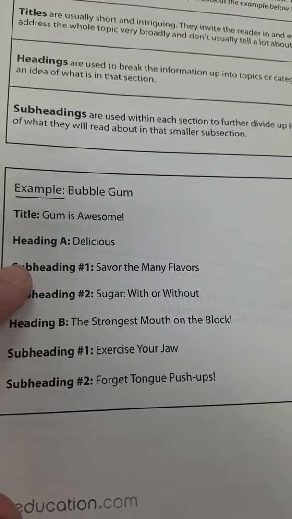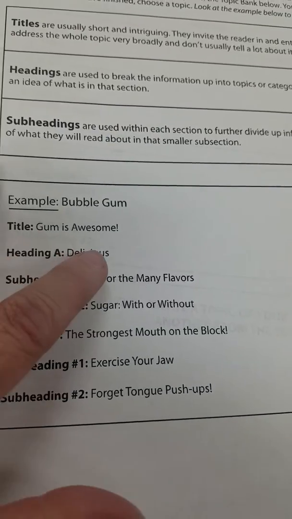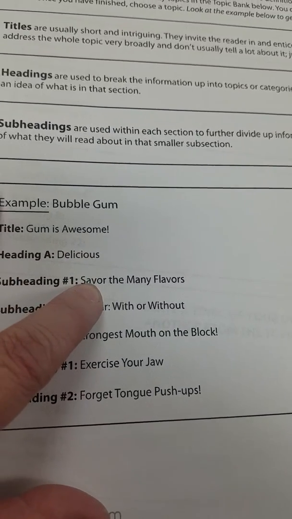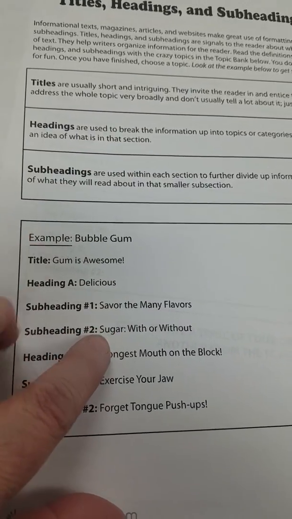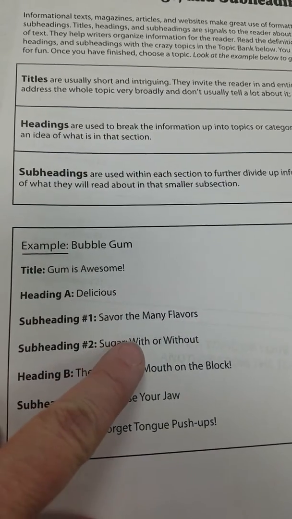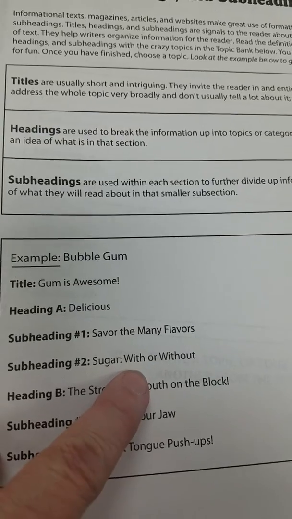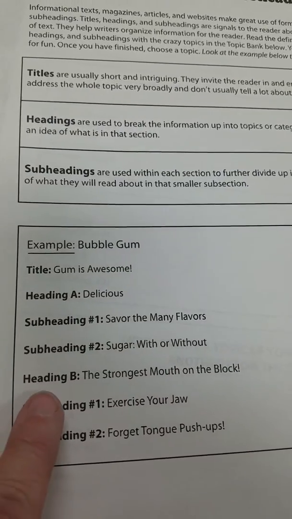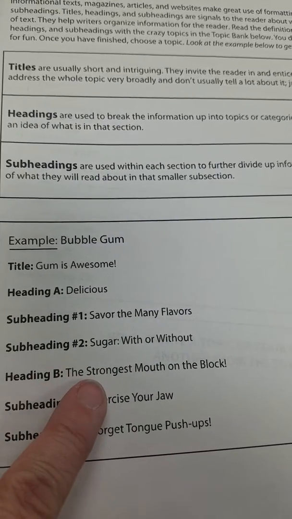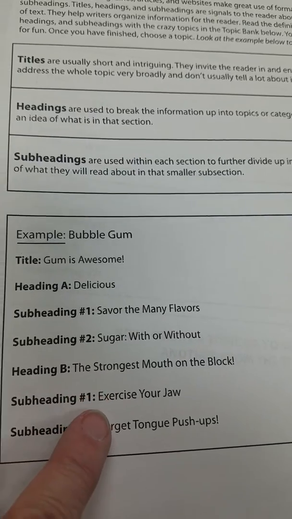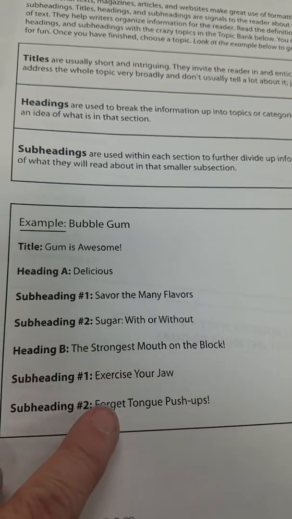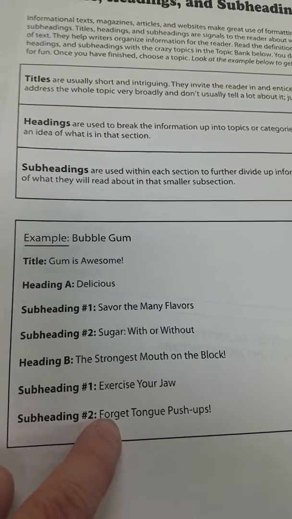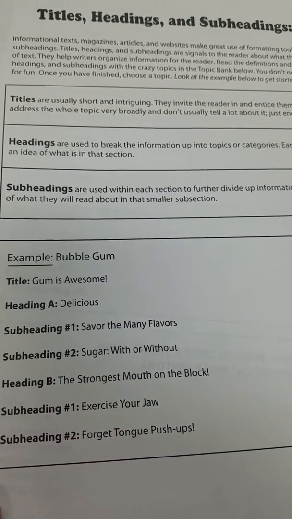The subheading under delicious would be savor the many flavors. So maybe we're going to list all the different flavors we can get out of bubble gum. And then sugar, it's really sweet, with or without sugar. Some are sugarless, some are not sugarless. And then the heading B is the strongest mouth on the block. And the subheading for that is that we're going to exercise our jaw and that our tongue is going to get stronger as a result of this strongest mouth on the block.